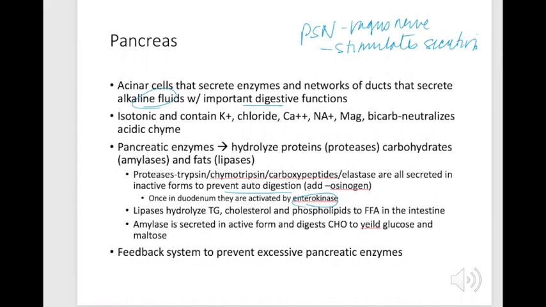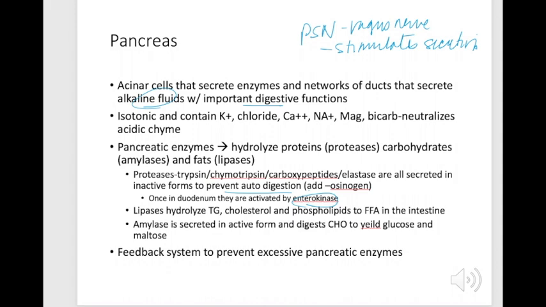Trypsinogen is the first proenzyme to be activated, and then that's converted into trypsin, and that stimulates the conversion of chymotrypsinogen to chymotrypsin and procarboxypeptidase to carboxypeptidase. And each enzyme cleaves specific peptide bonds to reduce those polypeptides into smaller peptides.